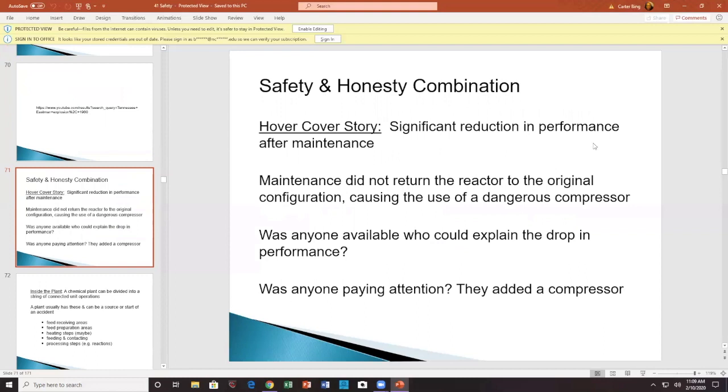Anyway, significant reduction in performance after maintenance. They did not return the reactor to the original configuration. Hey, maintenance is a good set of guys. You know what I mean? Guys and gals. They do their work, you know? But nobody was able to explain the drop in performance. Was anybody paying attention? They added the compressor, right?